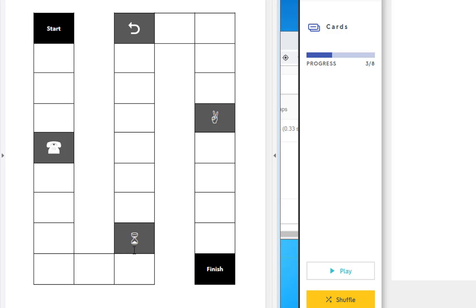You'll also notice there is the hourglass. The hourglass is to wait a turn, so they have to miss a turn. So they don't get a question on that one. They don't get a question on the next turn, and then they have to wait until it comes back around again.